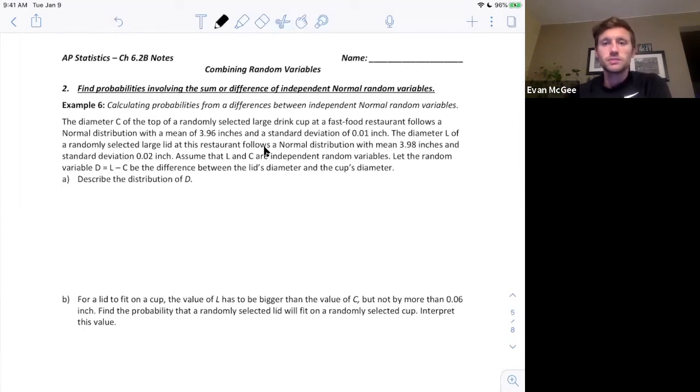This is the final 6.2b video, and we're going to look at finding probabilities involving the sum or difference of independent normal random variables. So our first example, we're going to look at some lids and cups.